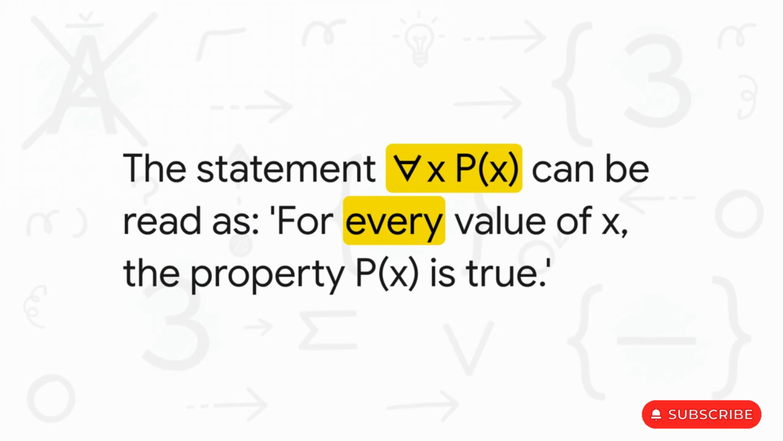For example, let's say P of x just means x is an even number. Well, this expression here with the upside-down A is saying for every single number x you can think of, that number is even. Now that's a pretty bold claim to make about all numbers, and that's exactly what the Universal Quantifier does. It makes big, sweeping statements.